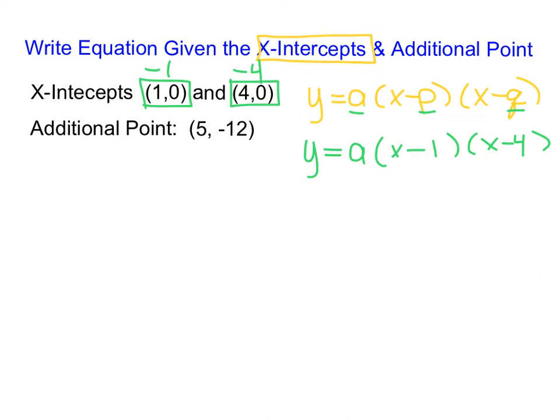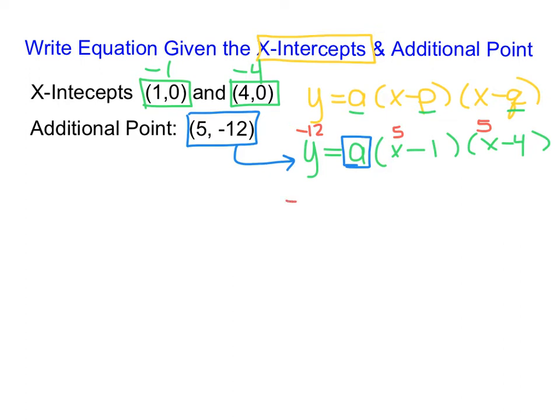So then from here we have found p and q, so we really just need to find our a value, and we're going to do that by using this additional point, because this combination of x and y needs to work inside of our equation. So we're going to substitute negative 12 in for y, and then we're going to substitute 5 in for x.